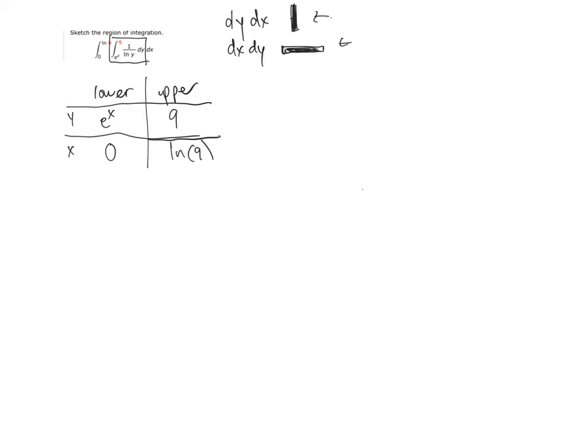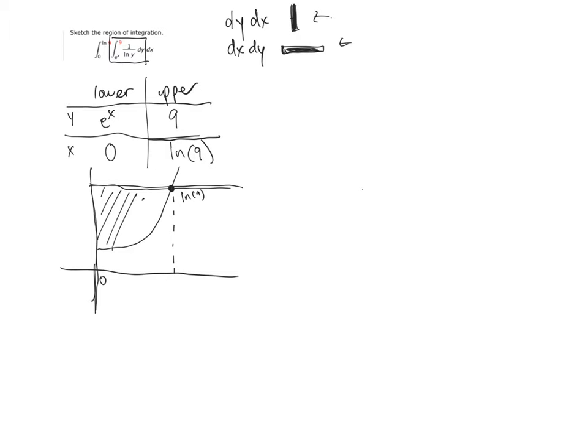So now you can draw your picture for your base region. I'm going to draw e to the x like this, and then y equal to 9 is a horizontal line up here. Sorry for the sloppiness. And right here will be natural log of 9, and right here is 0. So this is your base region with a vertical rectangle. So 9, and your line right here is y equal e to the x.